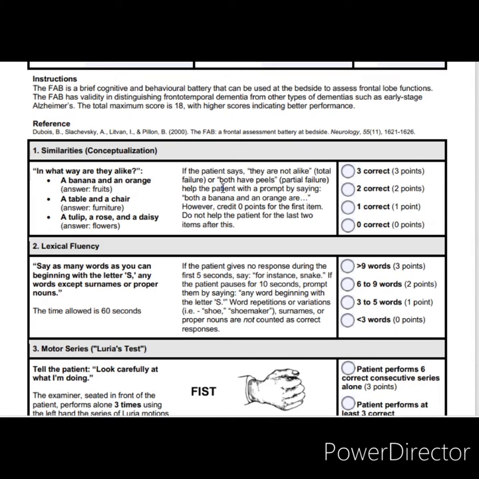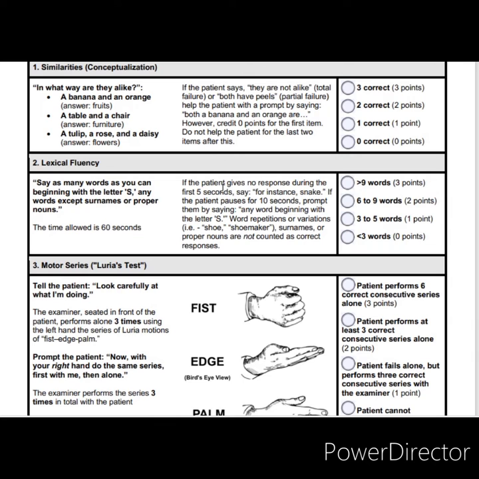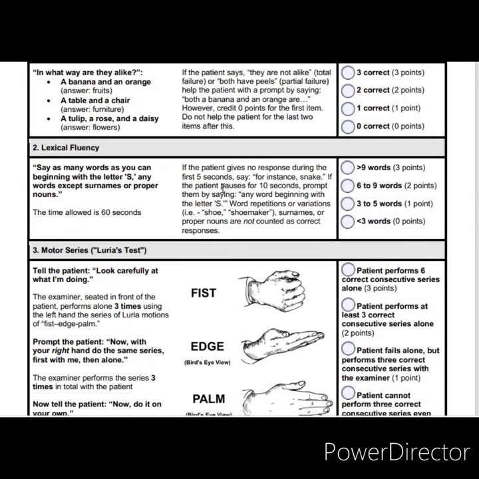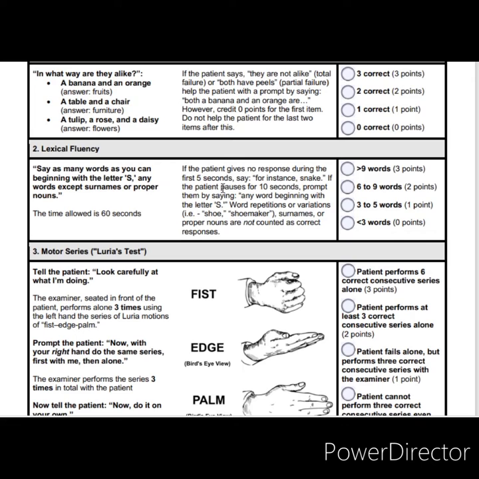Secondly, we will do the lexical fluency, in which the patient is asked to tell as many words as possible starting from the letter F, A or S. Normally, a normal person can give more than 9 words. If more than 9 words are given, then 3 points are given. If it is between 6 to 9, then 2 points. 3 to 5, 1 point. Less than 3 words, 0 point.